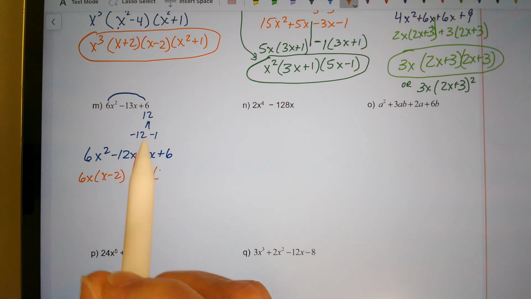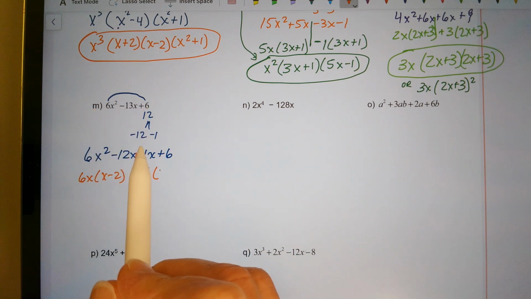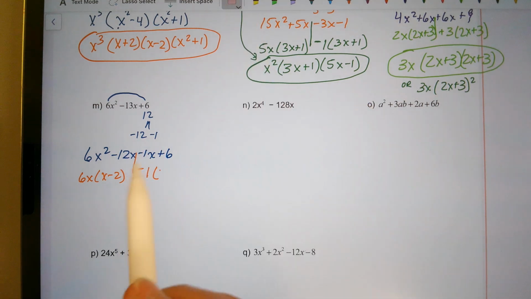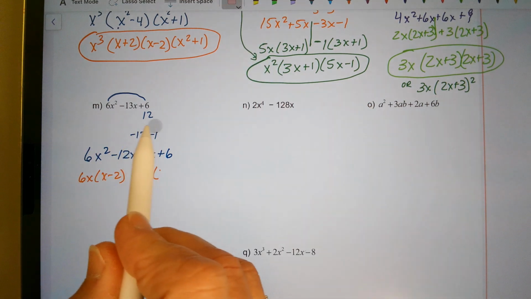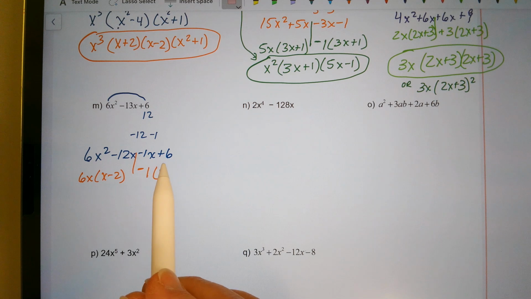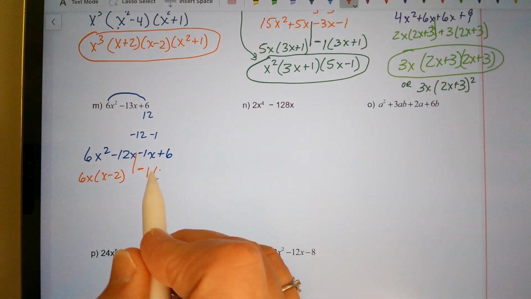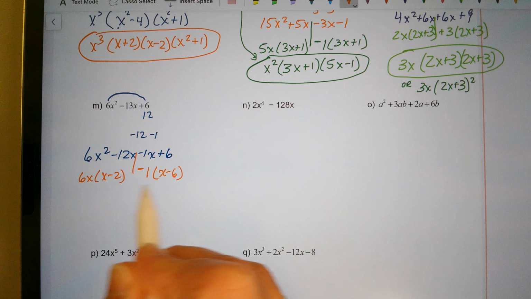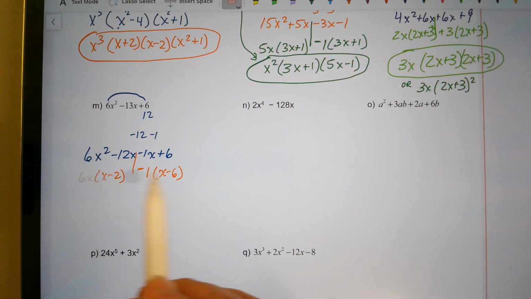Ooh, this is a good mistake. 6 times 6 is 36. So let's go back and correct this. I see that, well, something's not working here. I have to take out 1, I get an x, negative 1, I get x minus 6. And now what's in parentheses doesn't match. So I have an error here. But caught the mistake.